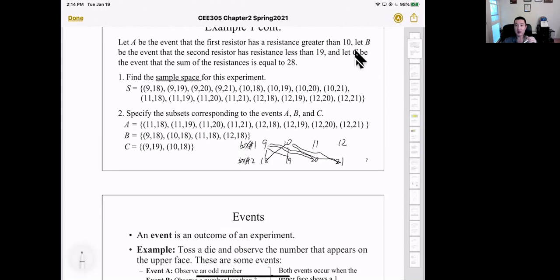All right, and event C is the event that the sum is 28. So how do we do that? We just go back to the sample space. We add 2 resistors together and find out which ones equal 28. It turns out we have 2 of them: 9 plus 19 is 28, and 10 plus 18 is also 28. No more. So this is how we can get the events.